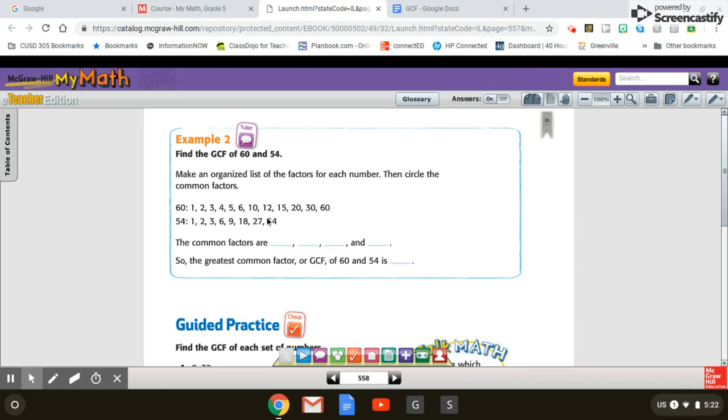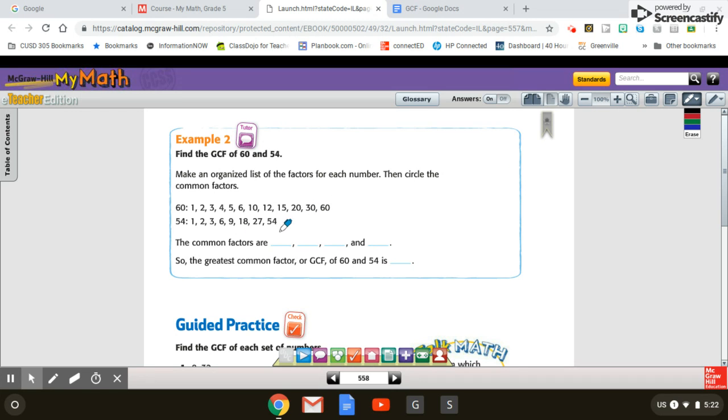I know that 1 times 54 is 54. 2 times 27 is 54. 3 times 18 is 54, and 6 times 9. So if we look at this, the common factors we have here are 1, which we're not going to use because it's common in every factor, but we'll put it. Normally we're not going to use it because it's common to all of them.